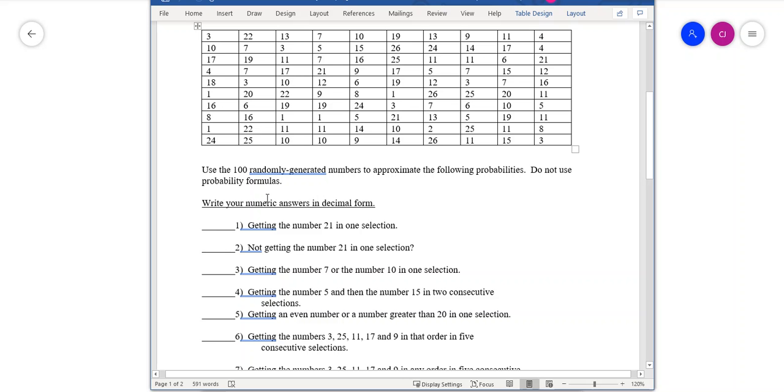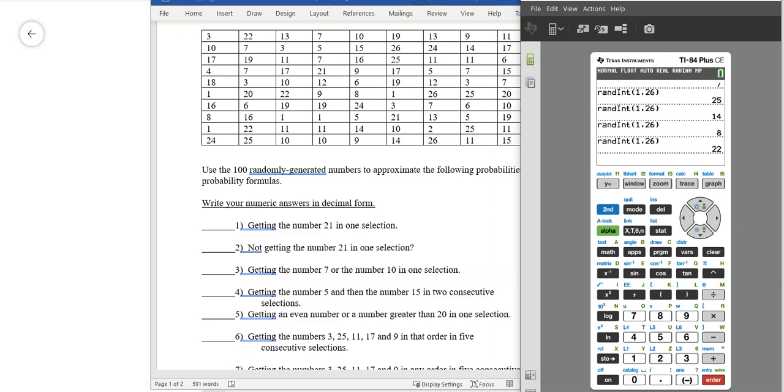It says to write your numeric answers in decimal form. So we would take your calculator, 3 divided by 100, is 0.03. So I would put 0.03 here for my answer.